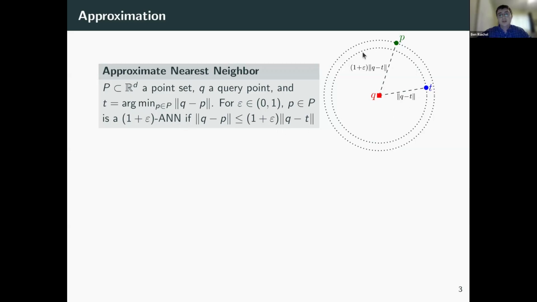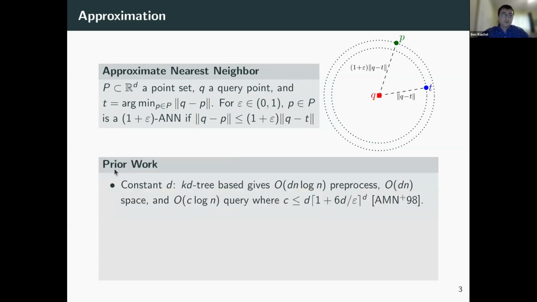So in this figure, if I just expand that ball by a factor of 1 plus epsilon, as long as P is within that expansion, then it's a 1 plus epsilon neighbor. It's not necessarily next to T, but it's within that expanded ball. And epsilon is some parameter which you set, which is your tolerance for error.